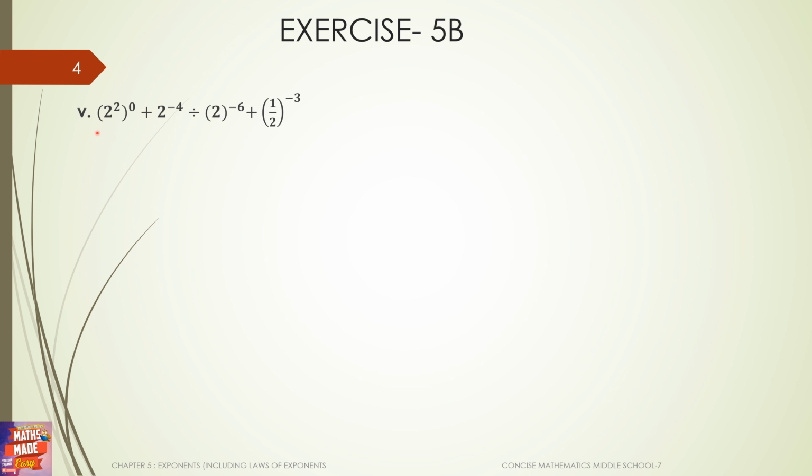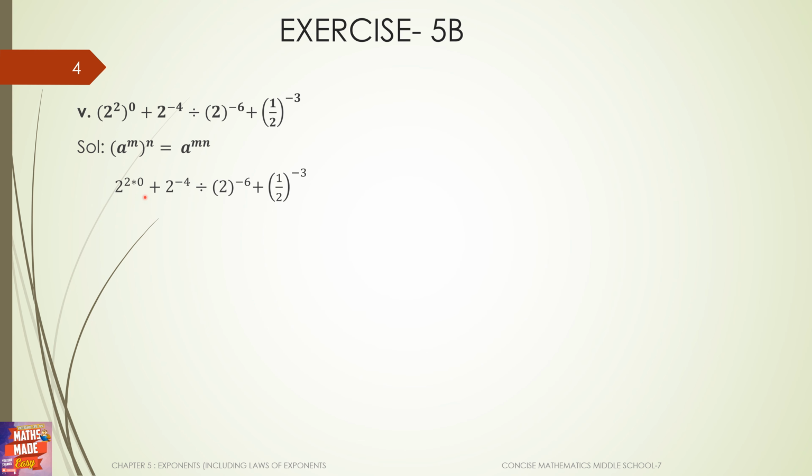Fifth one. 2 to the power of 2 whole to the power of 2 plus 2 to the power of minus 4 divided by 2 to the power of minus 6 plus 1 by 2 whole to the power of minus 3. In this part, this term is in a to the power of m whole to the power of n form. So a to the power of m whole to the power of n is equal to a to the power of m into n. Before doing this exercise, you should be perfect in the formulas. So keep revising the formulas daily.